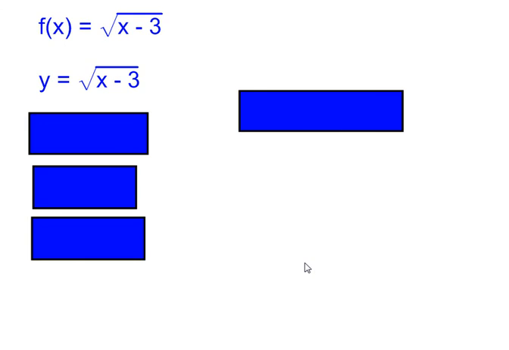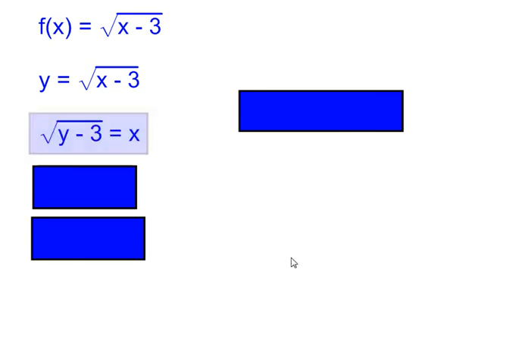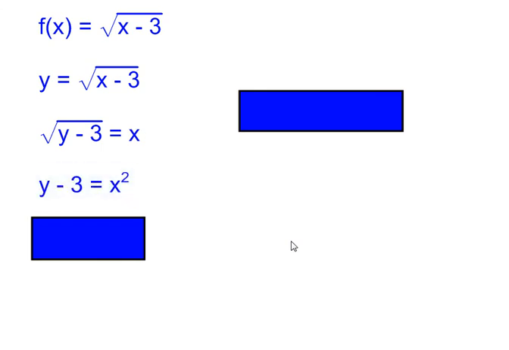The next step is I'm going to switch my x's and y's again. Again, notice where there is an x, I put a y. Where there was a y, I put an x. I put the right side on the left because when I solve for y, I want y on the left side anyway. So now the challenge becomes, how do we solve for y? First, I need to square both sides. By squaring both sides, I get rid of the square root on the left to get y minus 3 equals x squared.